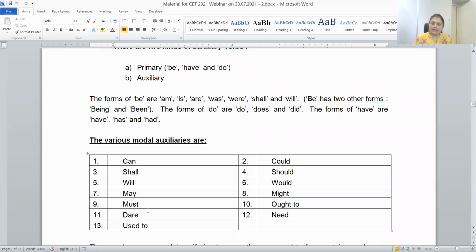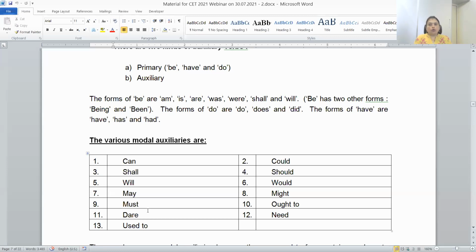Now, children, for your better understanding, I have put these modal auxiliaries in columns so you'll understand them better. And then later, we are going to do the function of each modal auxiliary along with examples. So that I'm sure will really clarify all your doubts if there are. So let's first look at the various modal auxiliaries. First one, children, can, could, shall, should, will, would, may, might, must, ought to, dare, need or need to, and used to.